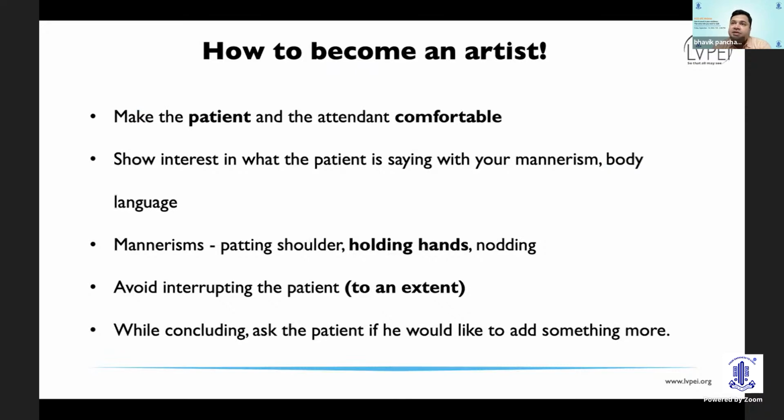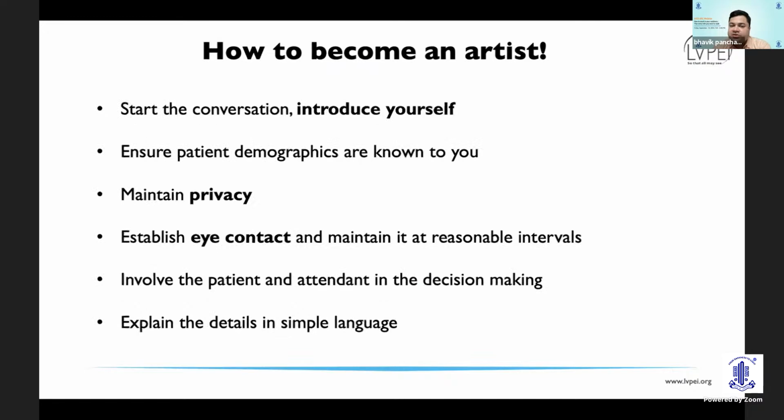Avoid interrupting the patient. Listen to what the patient is trying to say. Most of the answers you will get through the patient's dialogue itself. Right? And from that, you can make your way to the diagnosis as well. While concluding, ask the patient if he would like to add something more, or if there are any other questions the patient wants to ask.